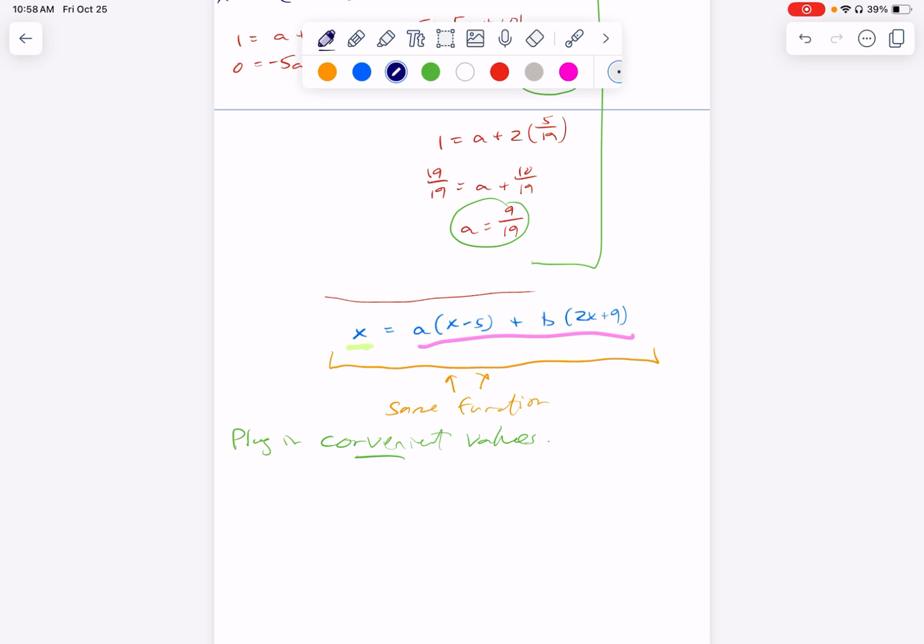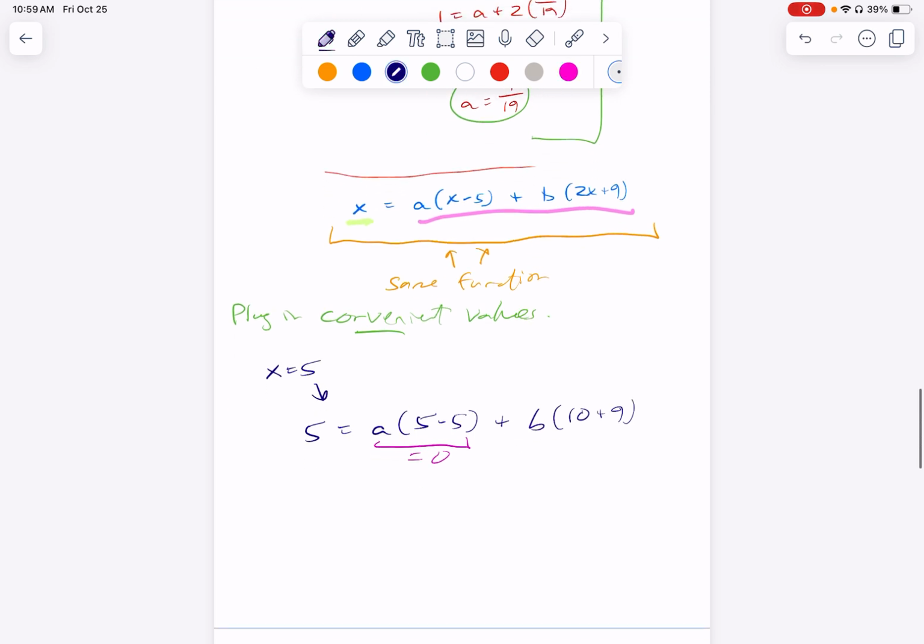So for example, if I plugged in x equals 5, I would have that 5 equals a times 5 minus 5 plus b times 10 plus 9, right? I plug that in knowing it would give me 0. So this gives me 5 equals b times 19, and we get b equals 5 over 19. That sounds familiar.